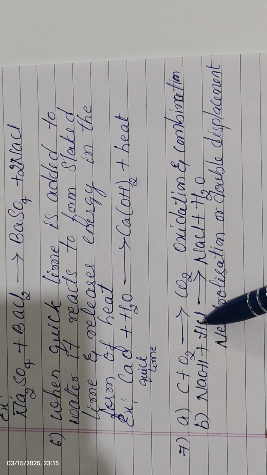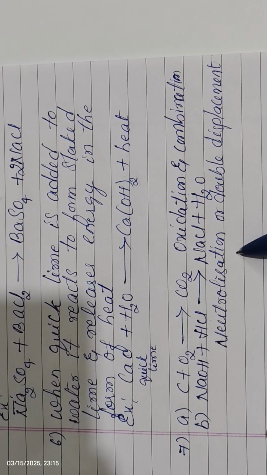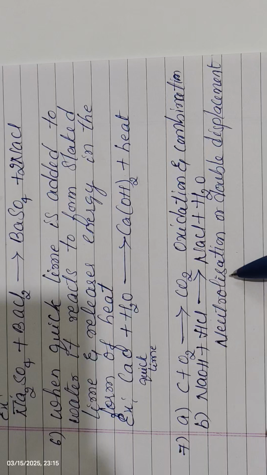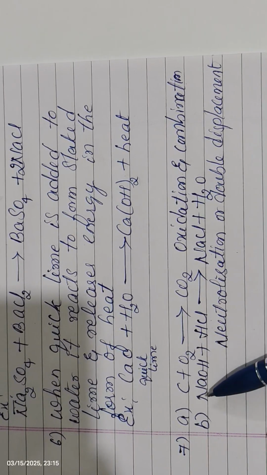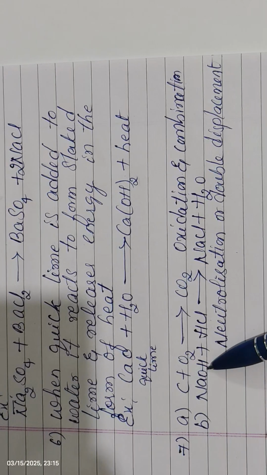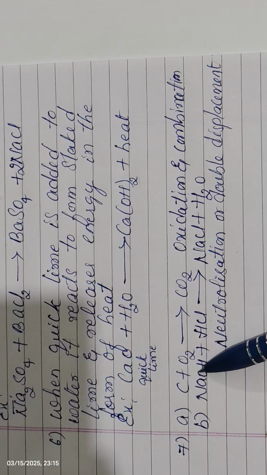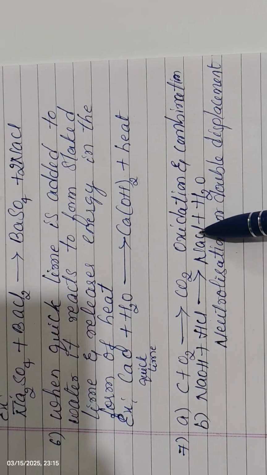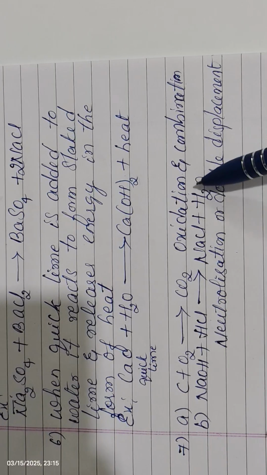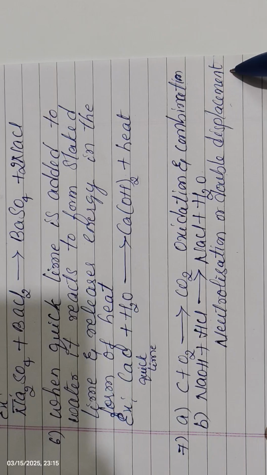So acid plus base gives salt, so this is a neutralization reaction. You can state whether it is a neutralization reaction or a double displacement reaction. Sodium hydroxide, here ion exchange takes place, hydroxyl ions and hydrogen ions. You can see that hydroxyl ions are replaced by chlorine and hydrogen ions replaced with oxygen, so that it is a double displacement reaction also.